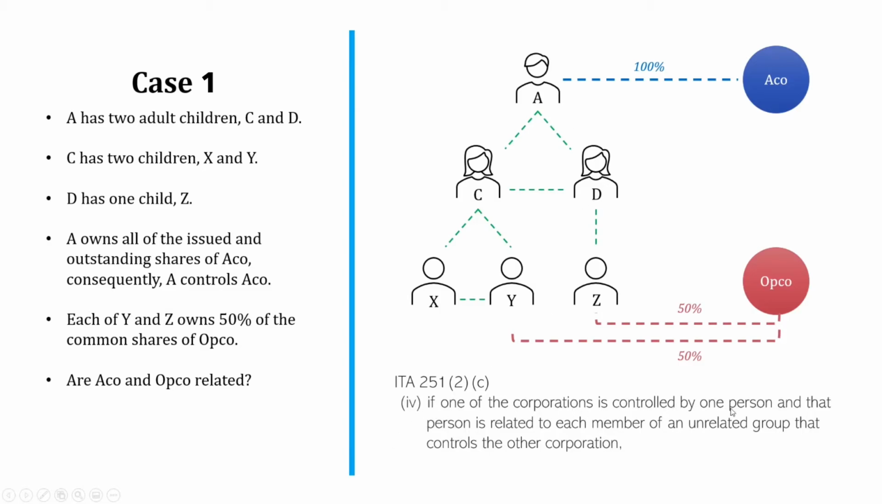If one of the corporations is controlled by one person, and that person, A, is related to each member of an unrelated group that controls the other corporation. So Y and Z together control OPCO. Even though they are unrelated, they are an unrelated group that has control, and they are both individually related to their grandparent A. So the answer, are ACO and OPCO related? The answer is yes, per ITA 251, subsection 2, paragraph C, subparagraph 4. Let's keep it moving. Case 2.